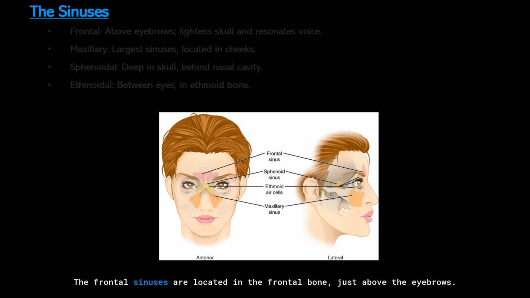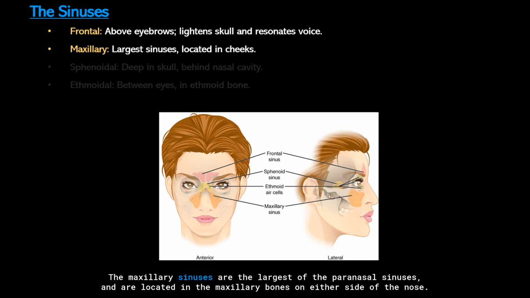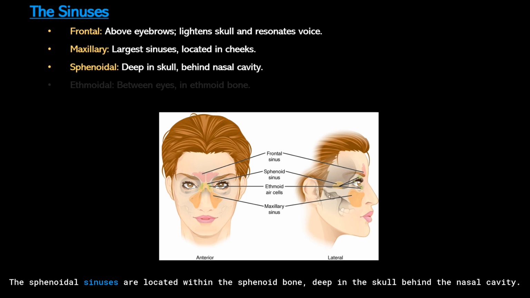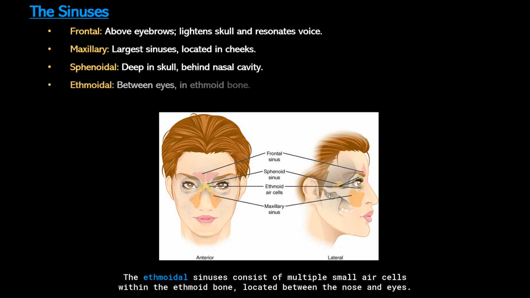The frontal sinuses are located in the frontal bone, just above the eyebrows. The maxillary sinuses are the largest of the paranasal sinuses and are located in the maxillary bones on either side of the nose. The sphenoidal sinuses are located within the sphenoid bone, deep in the skull behind the nasal cavity. The ethmoidal sinuses consist of multiple small air cells within the ethmoid bone, located between the nose and eyes.